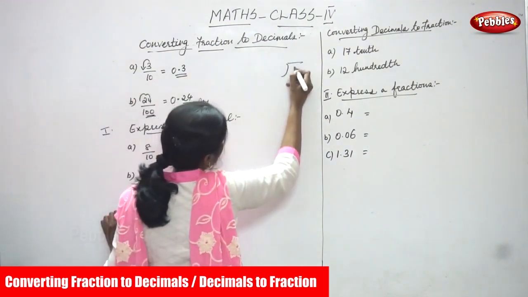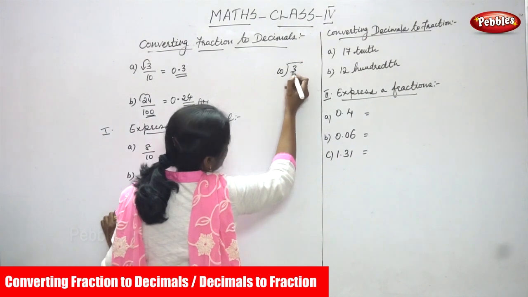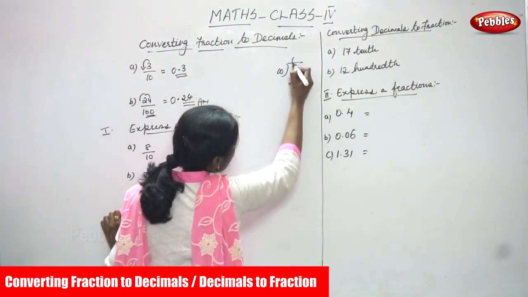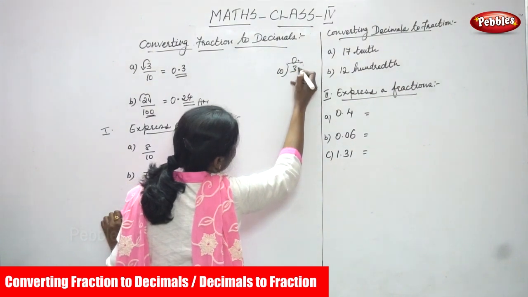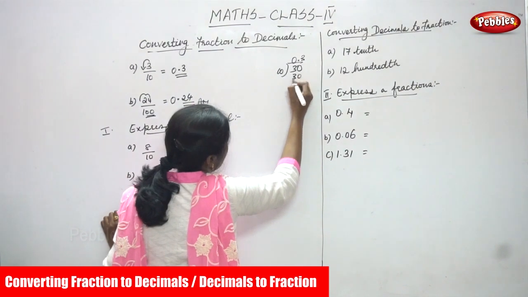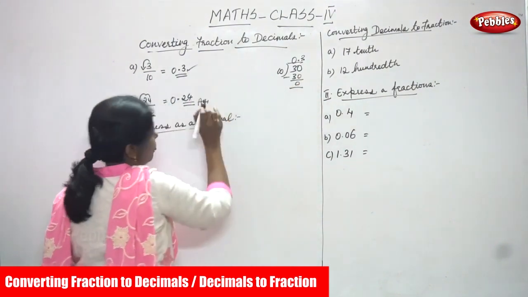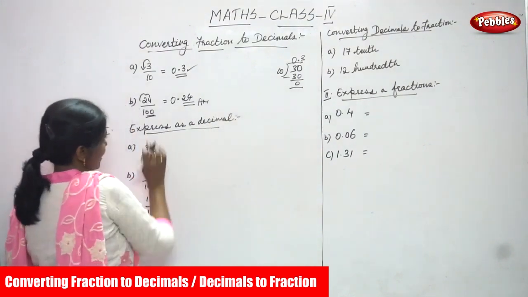Otherwise you can do one thing, 3 by 10. So 3 you can't divide. So what you're going to do, you have to put a 0. Then you have to put a point. Then after that you have to add 0 here. So 3 tens are 30. So 30 minus 30 you get 0. This is also one type of method. Okay. But this is a very easy method.